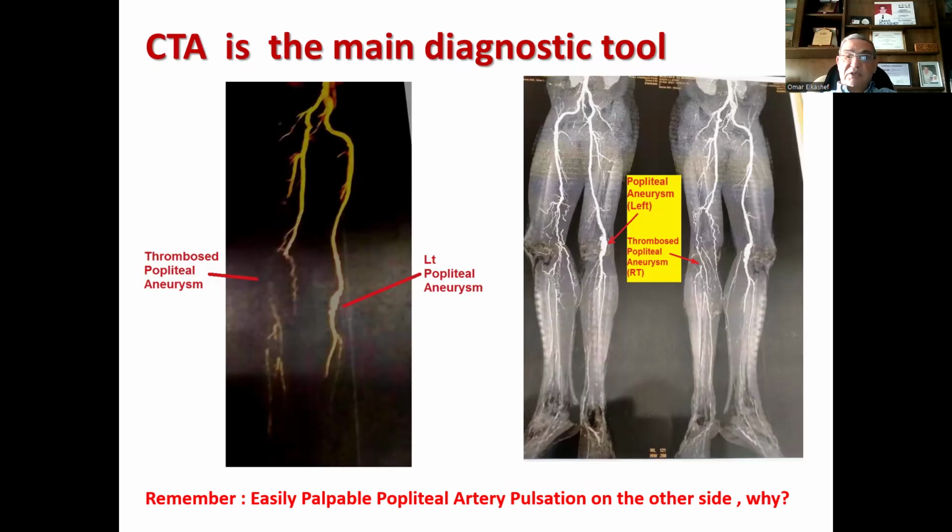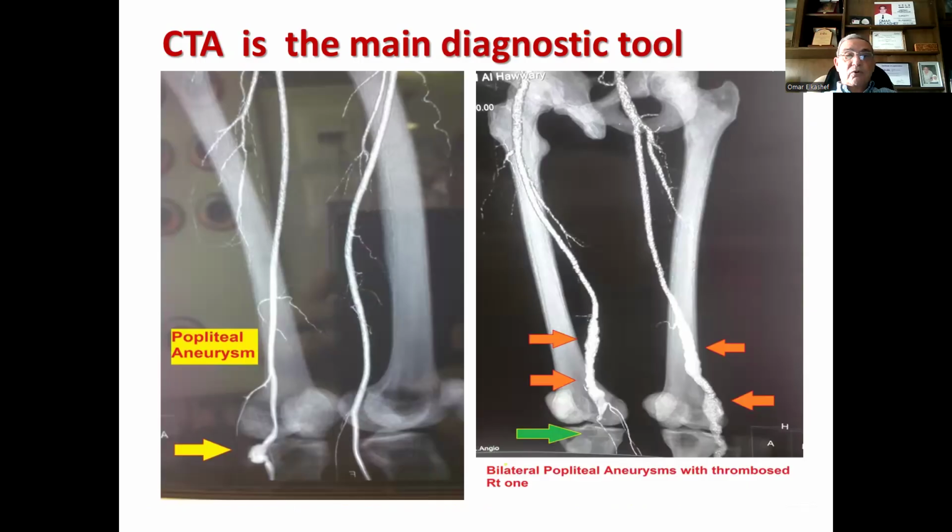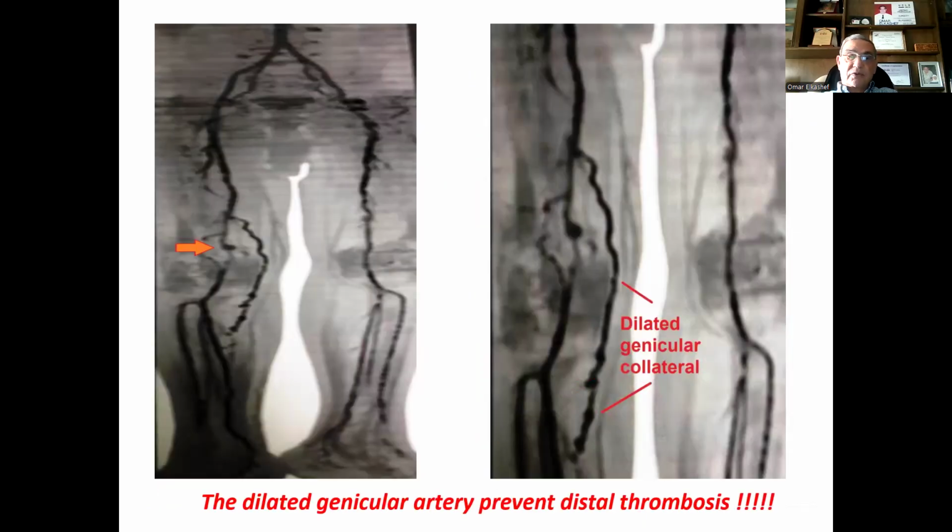Remember, easily palpable arterial pulsation on the other side. So CTA is also the main diagnostic tool. Here we have a right popliteal aneurysm. On the other film to the right, we have ectasia or aneurysm in both sides.